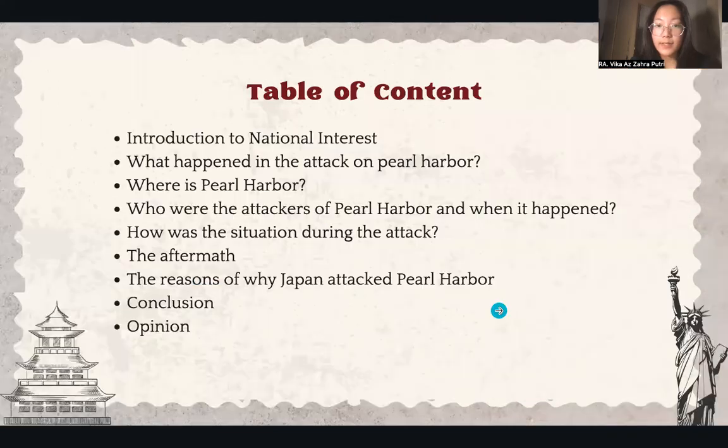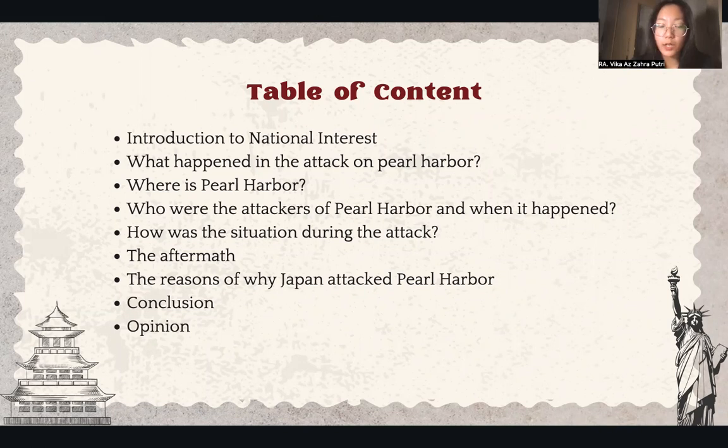And this is the table of content of the presentation. So basically, this is the content that I will present to you, started with the introduction to national interest until the conclusion and opinion. So let's just start with the first content, which is the national interest.